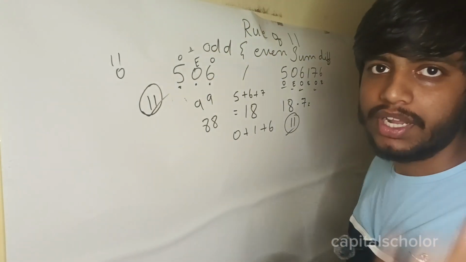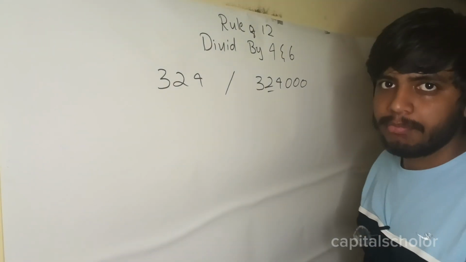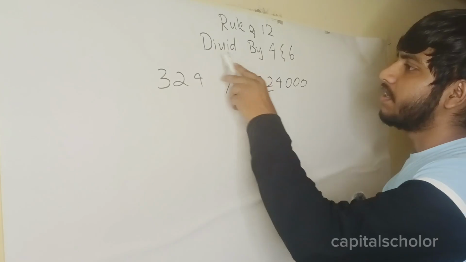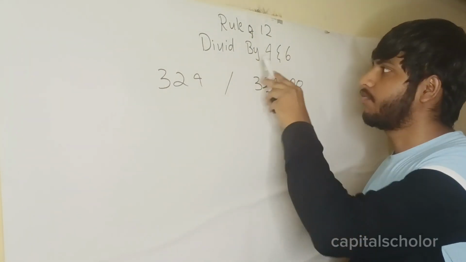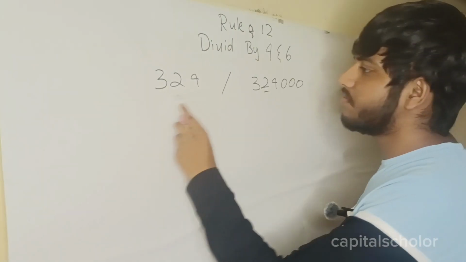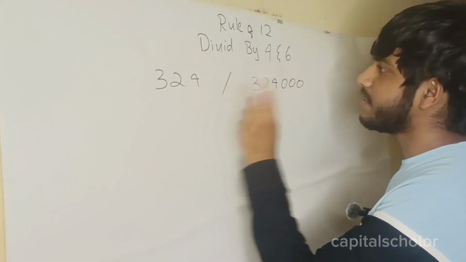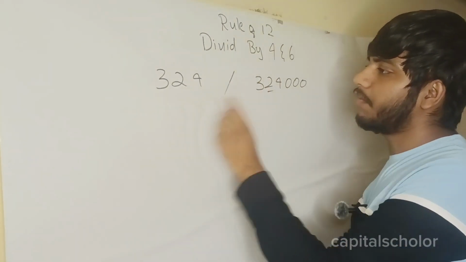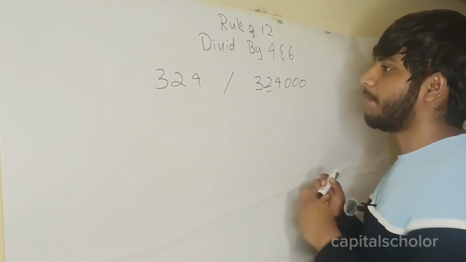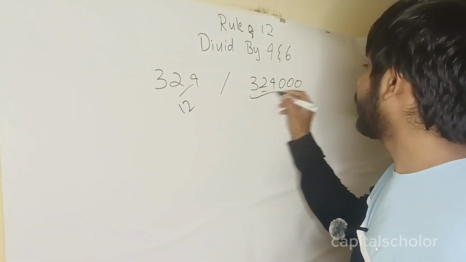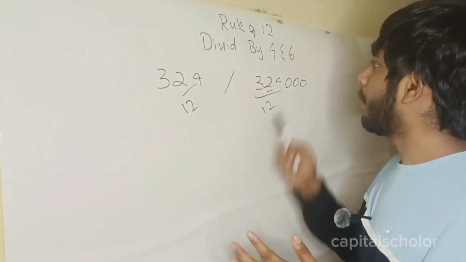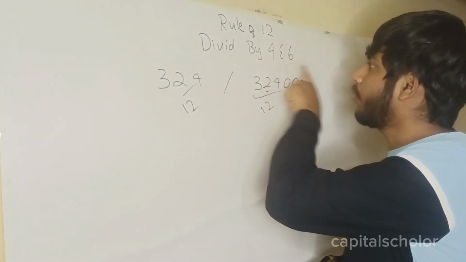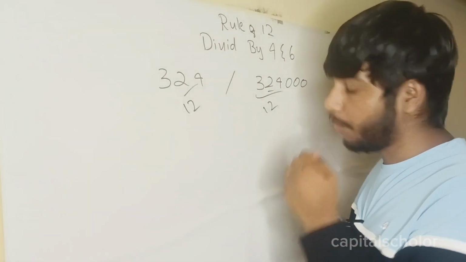Okay, now let's move to the 12th one. The rule of 12 is very simple. The number should be divisible by 4 and 6. If the number is divisible by 4 and 6, hence the number will be divisible by 12. Even this can be divided by 12, and even this can be divided by 12. The one thing we have to remember is that it should be divisible by 4 and 6. I hope you can understand.